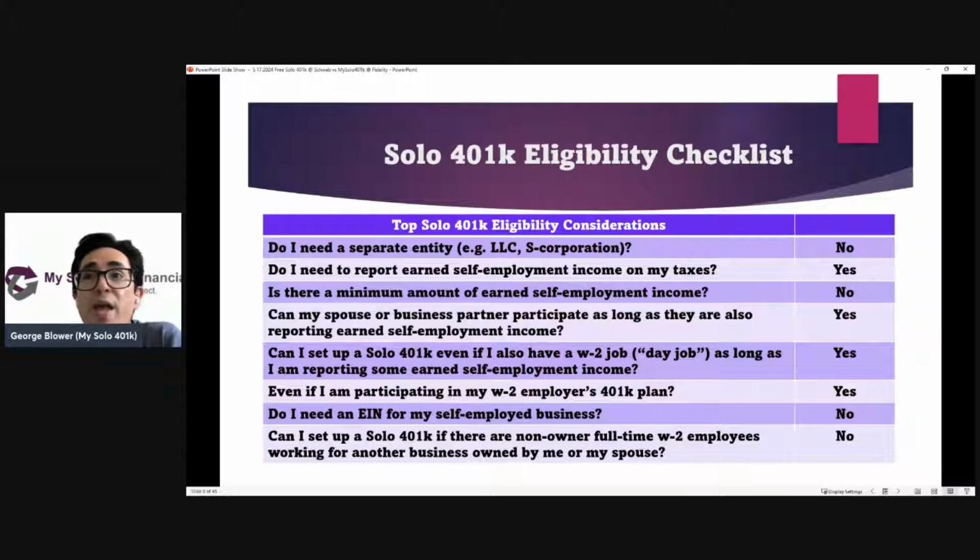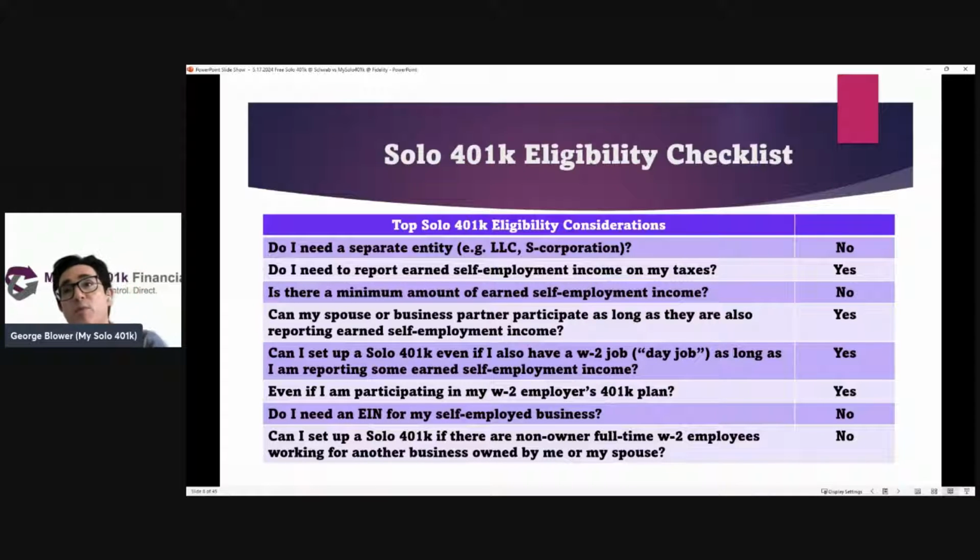Do I need a separate entity? No, you don't. So we have many individuals who don't have a formal legal entity, right? You might be operating as a sole proprietor, and that's fine. Ultimately, the key is that you're reporting earned self-employment income on your taxes, like on Schedule C or a W-2, for example, if your business is taxed as an S corporation with no employees working for you, of course, other than yourself or your spouse or a business partner.